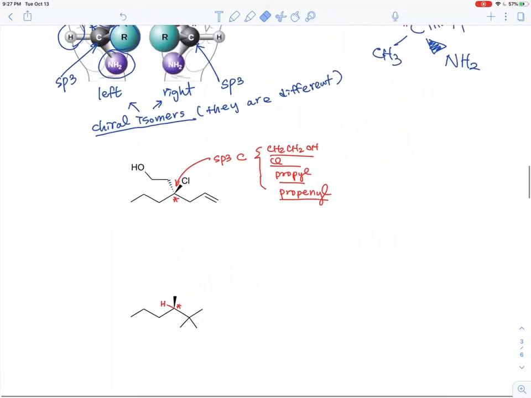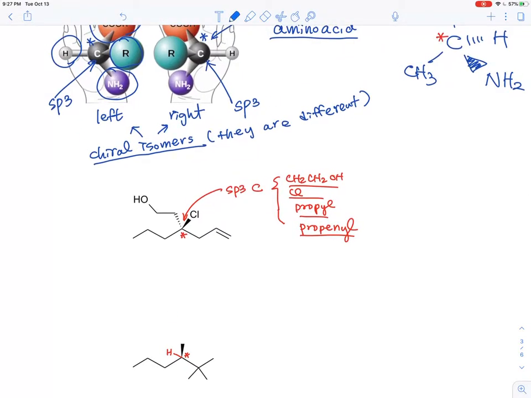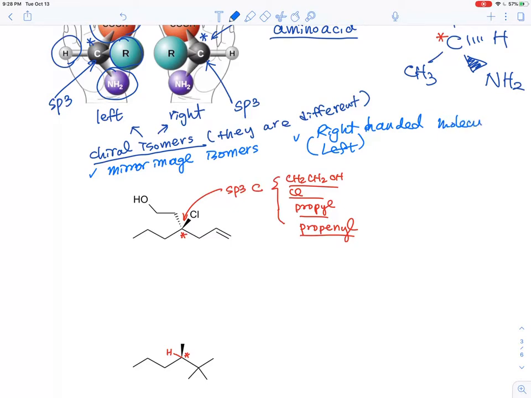So it has many different names: stereocenters, stereoisomers. Sometimes people call them mirror image isomers, or sometimes right-handed and left-handed molecular centers. So that's what people also use in their nomenclature.